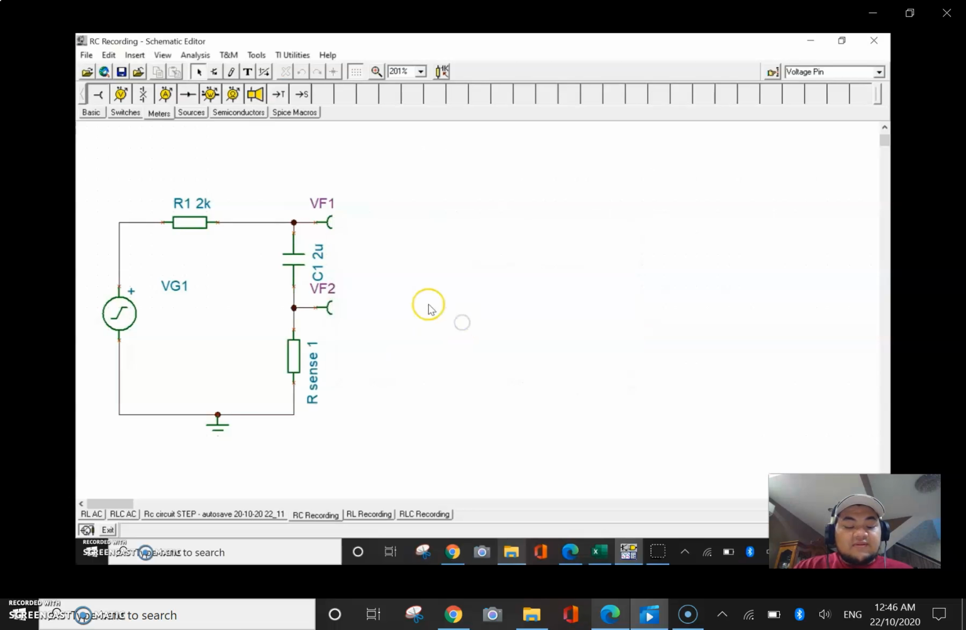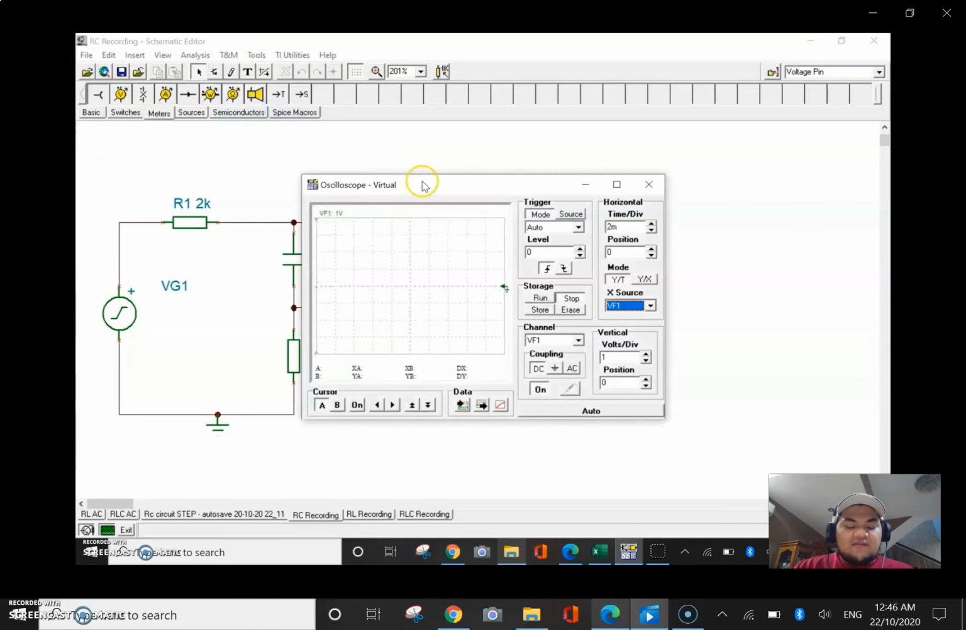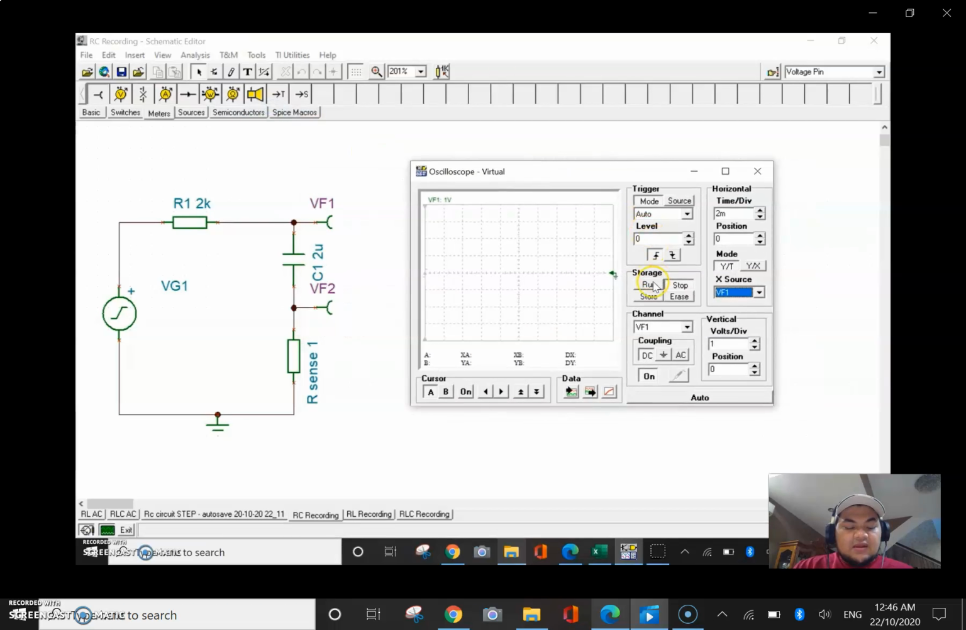Now, we will observe the waveform of the circuit using the oscilloscope. We can adjust the axis so that we can view the waveform better. Note that for unit step, we will have to change the mode to single. Now, note that at VF1, the green line, which is after the resistor, the voltage increases until it reaches a steady state. This shows that it is directly proportional with the voltage supplied by unit step.